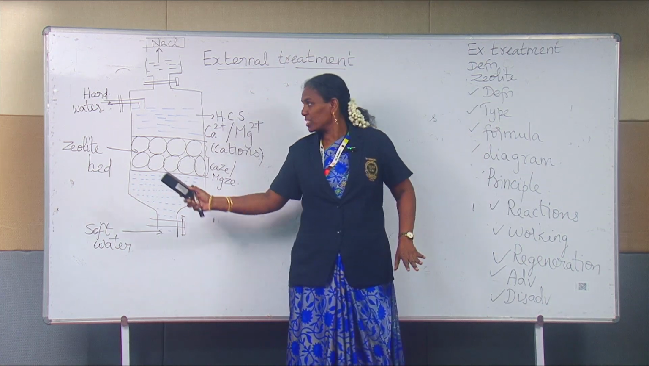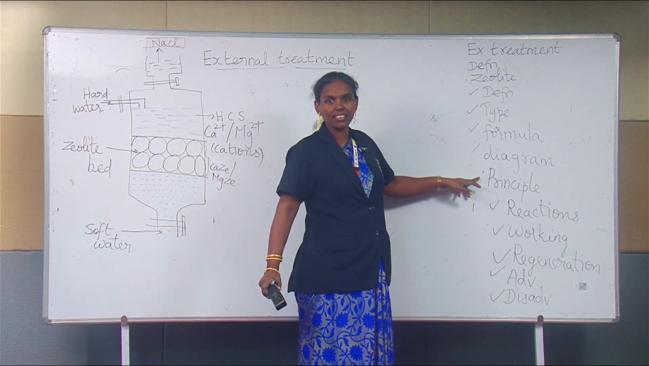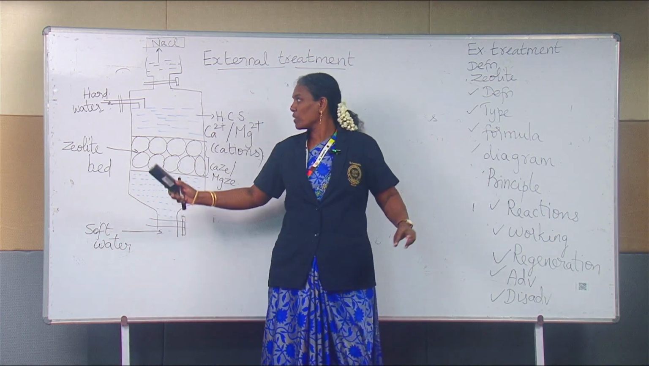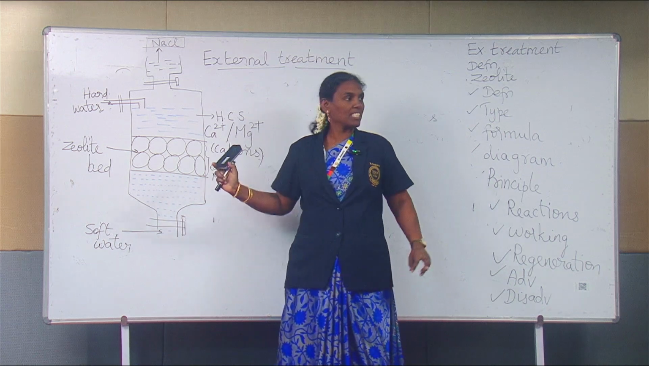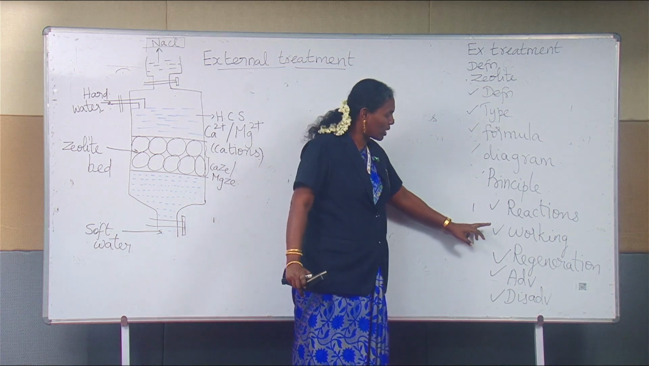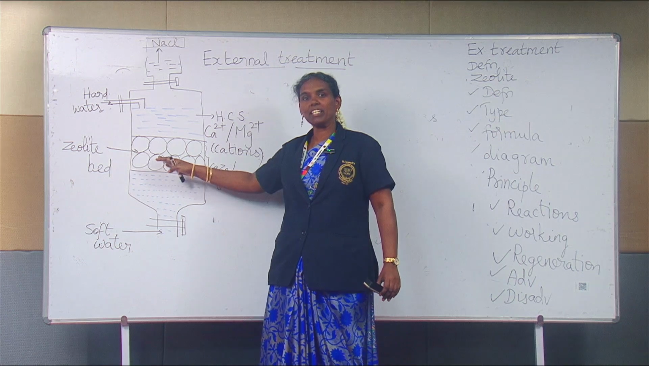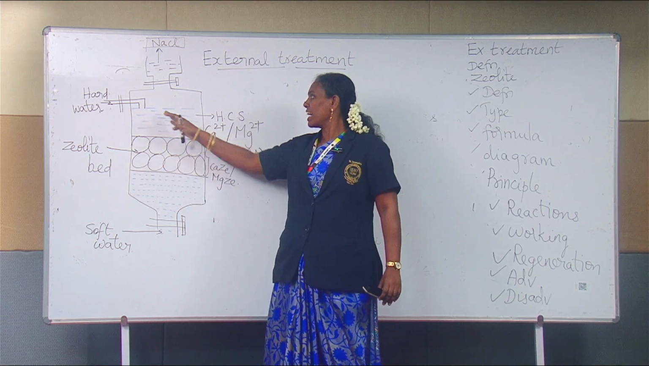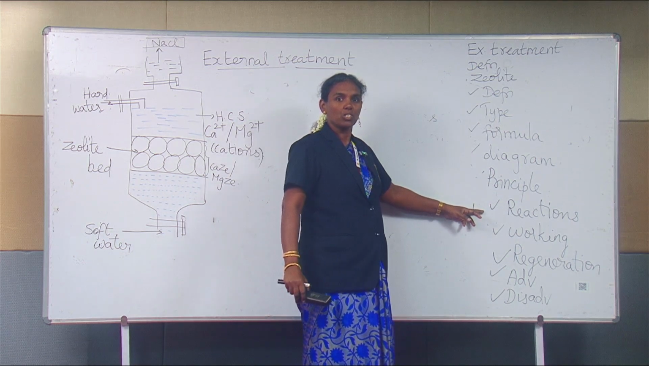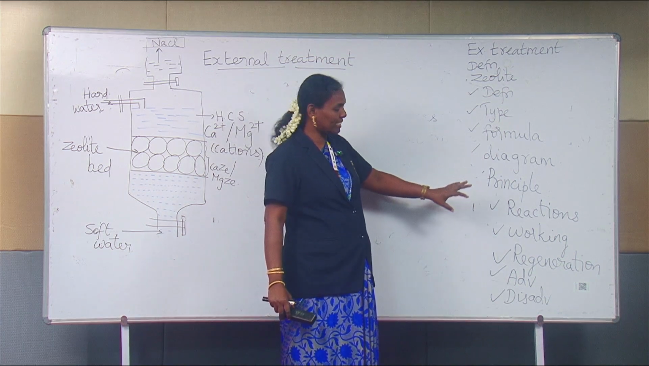Then you have to draw the diagram: hard water, zeolite bed and soft water. Then write the principle: loosely held Na+ ions replace Ca2+ and Mg2+ ions present in the hardness causing salts. Then write the equations. Then write the working: when hard water is fed into the zeolite bed, it exchanges the hardness causing ions and forms calcium zeolite and magnesium zeolite. There are two types of zeolite softeners: pressure type and gravity type.